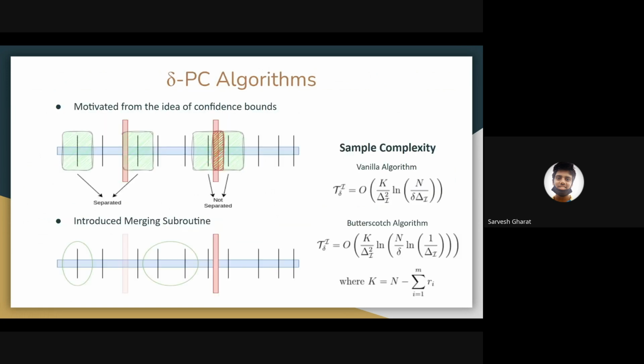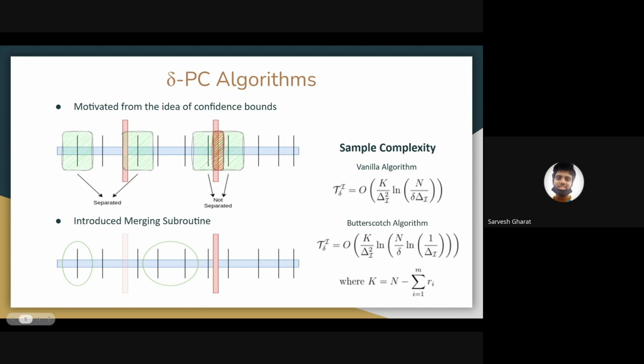And then we move to the delta PC algorithm. PC here stands for probability correct. The algorithms are very simple and are motivated by the ideas of confidence bounds. The pseudocode basically involves pulling every arm in round robin fashion, and at every time t, we check for a certain criterion. If that is met, then we stop pulling that particular arm.